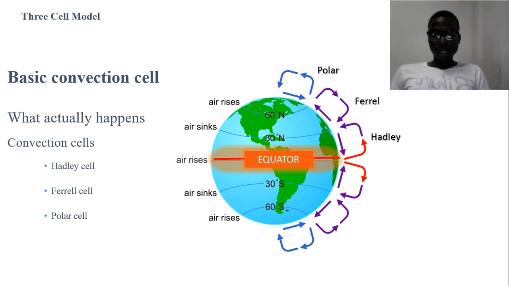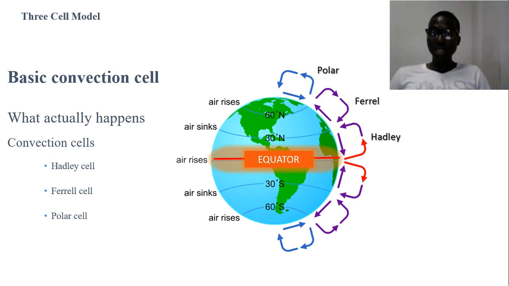As if that was not complicated enough, it gets one more step complicated. What actually happens is that we do not have two gigantic convection cells, one in the northern hemisphere and one in the southern hemisphere.